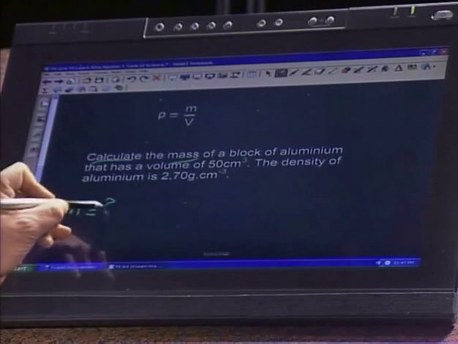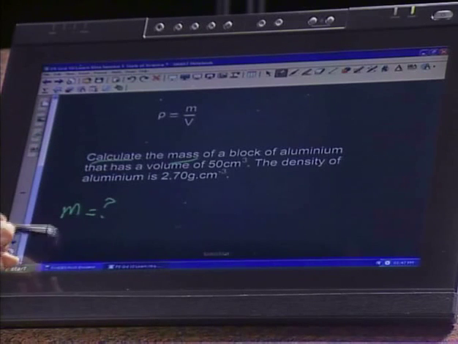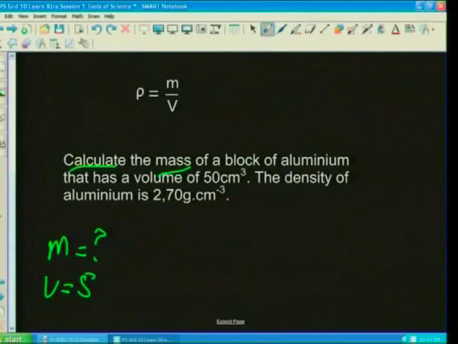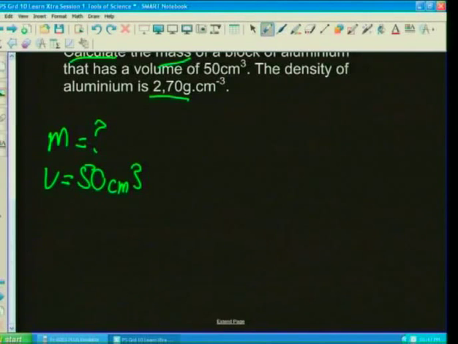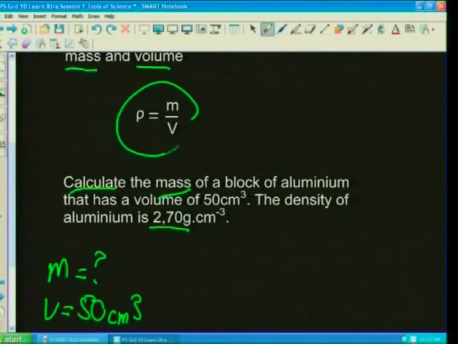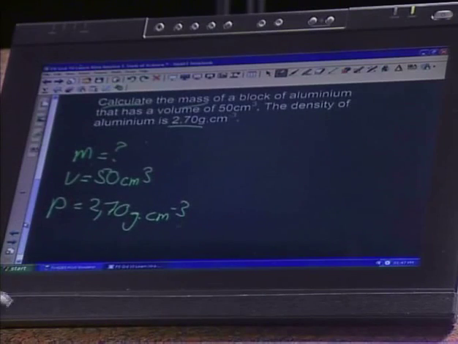It's not given. We're told the volume is 50 centimeters cubed, and we're told that the density is 2,70 grams per centimeter cubed. So we want to find mass. We've been given the equation to use. So how are we going to do it?